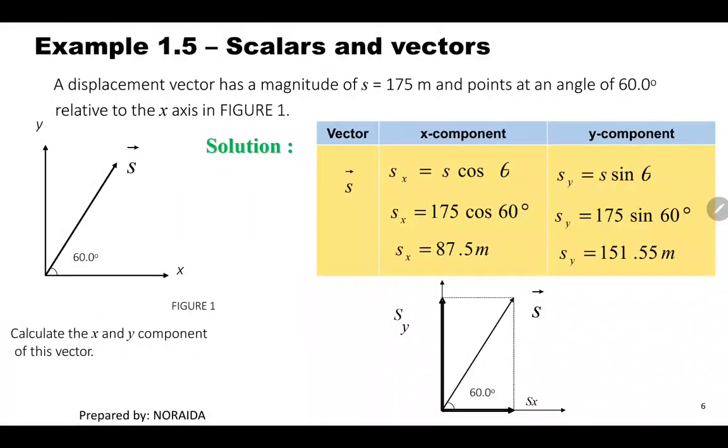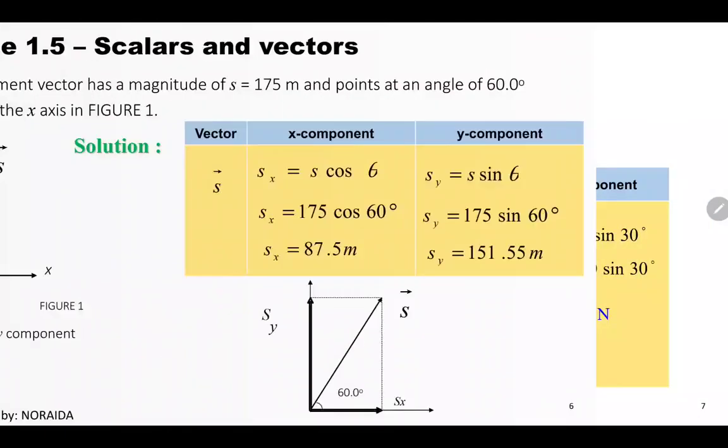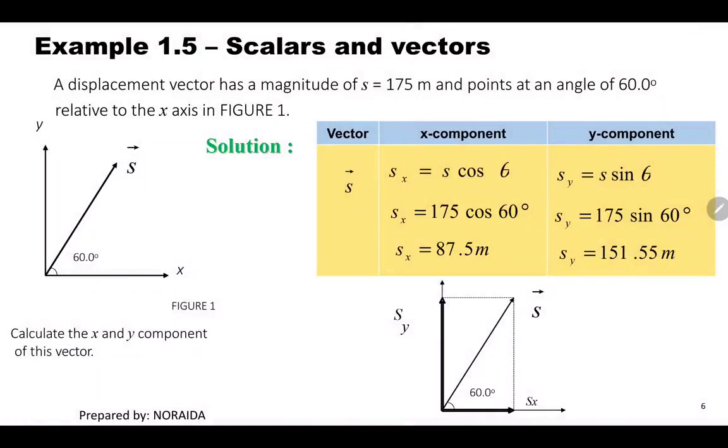Next, for example 1.5, a displacement vector has a magnitude of 175 meters and points at an angle of 60 degrees relative to the x-axis in figure 1. Calculate the x and y component of this vector. X component is equal to s cos theta. Magnitude of s is 175, cos with angle 60 degrees, so is equal to 87.5 meters. Y component is equal to s sin theta, which is equal to 175 sin 60 degrees, which is equal to 151.55 meters.